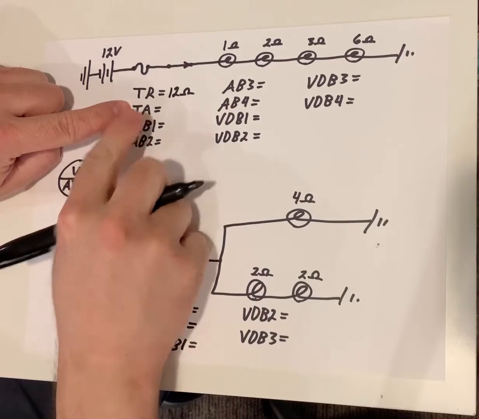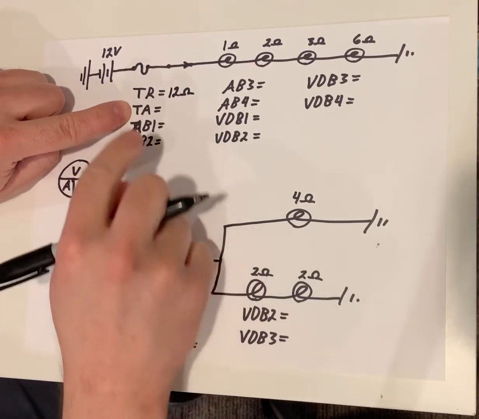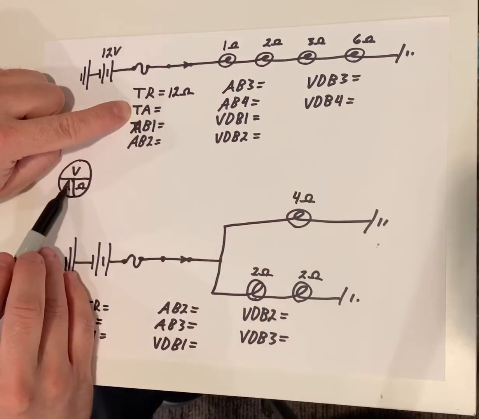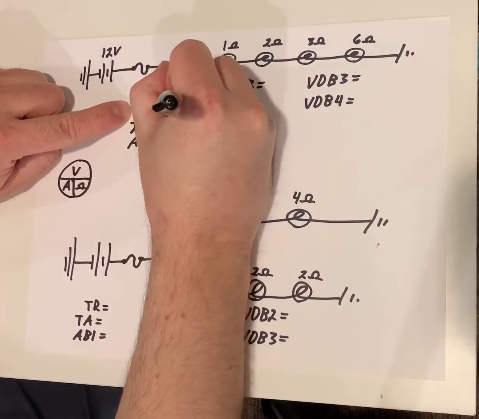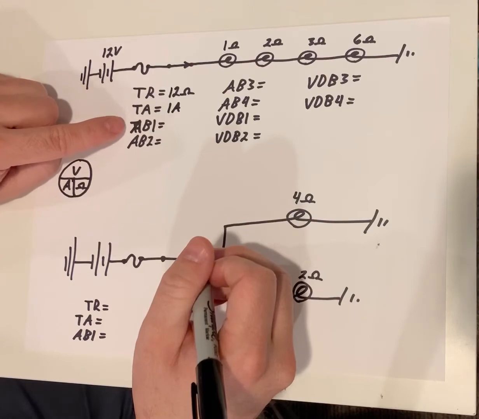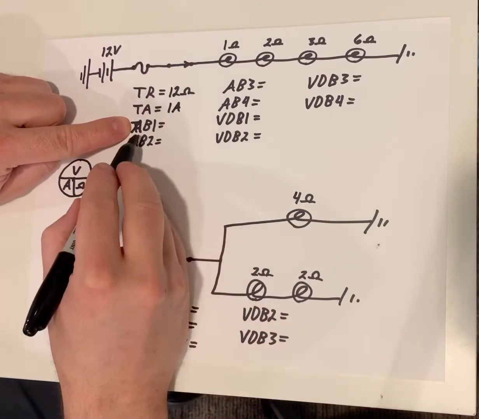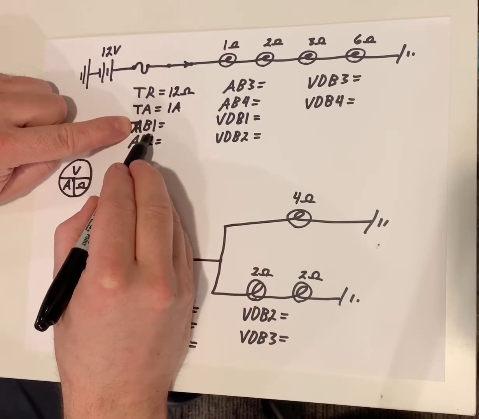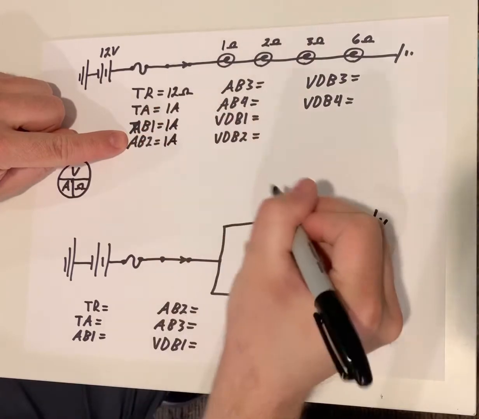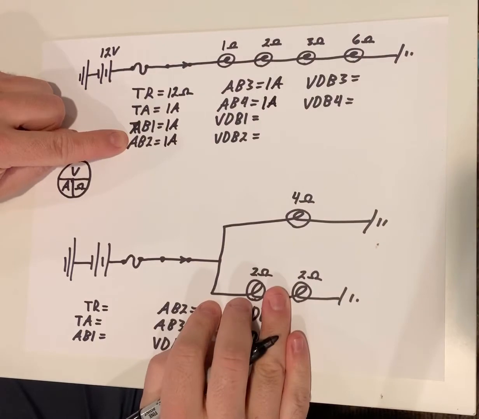Okay, total amperage or total current, same thing. We would take 12 divided by 12 using our Ohm's law, and we would come up with 1 amp. And then according to our rules, we know that in a series circuit, amperage is the same everywhere in the circuit. So when it says, what is the amperage for bulb 1? It's 1 amp. What is it for bulb 2? 1 amp. 1 amp. 1 amp.